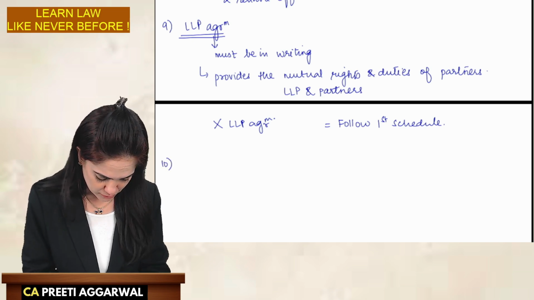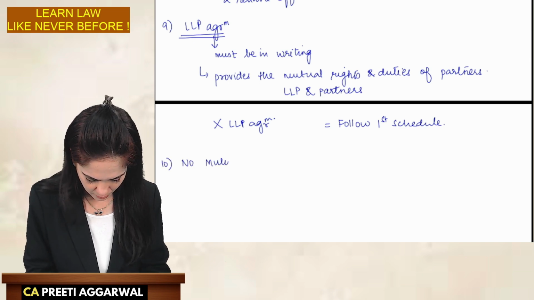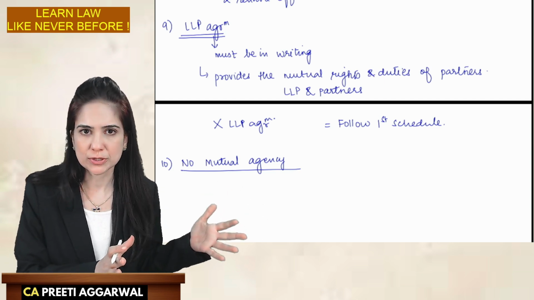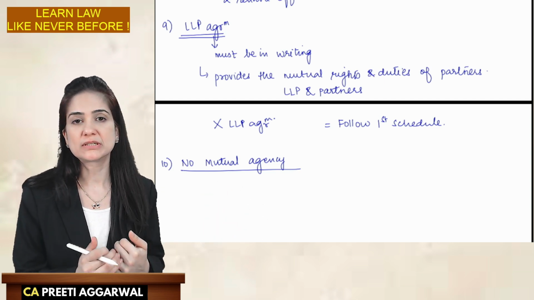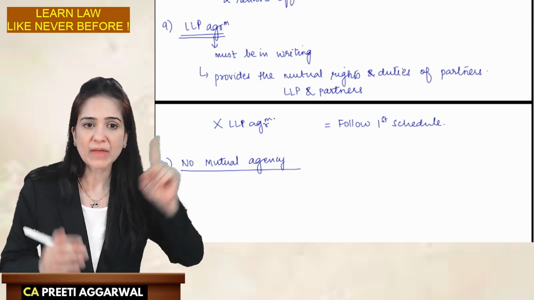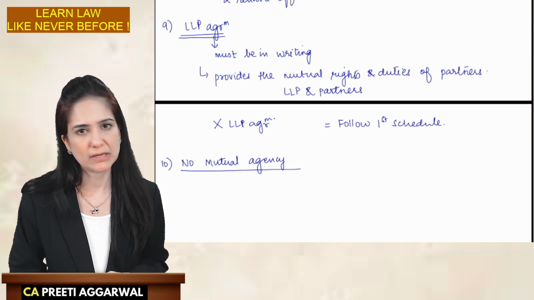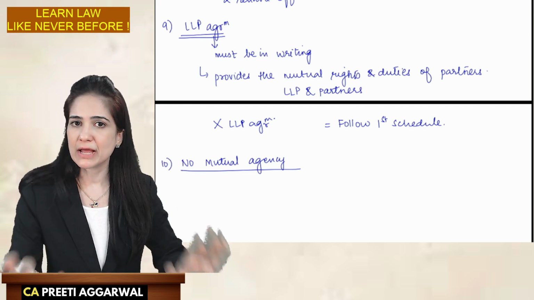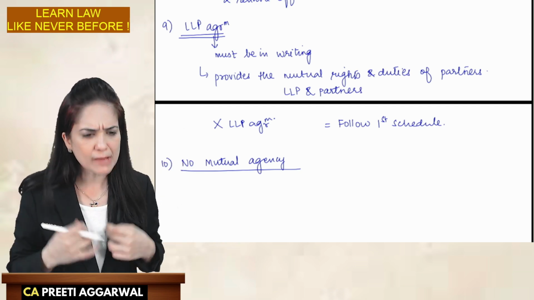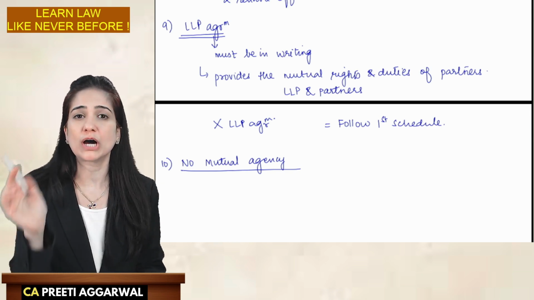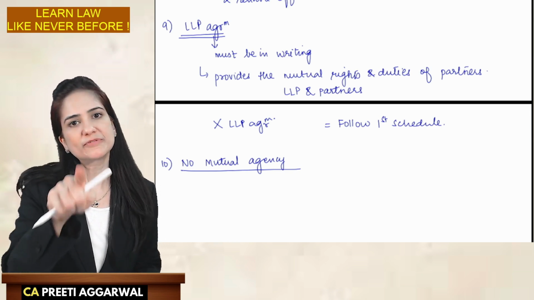Next, we have no mutual agency. This is very important. See, in case of traditional partnership, the partner was considered as principal as well as agent. So each partner could bind the firm as well as the other partners by his own acts. But in case of LLP, the partner directly binds the LLP, not the other partner. So I am liable only for my act. I am not liable for the individual or the unauthorized acts or misconduct of the other partner.